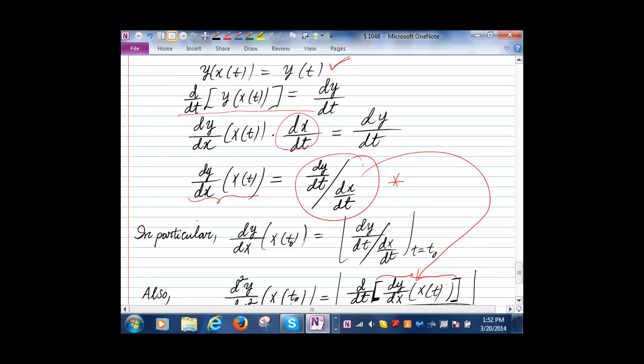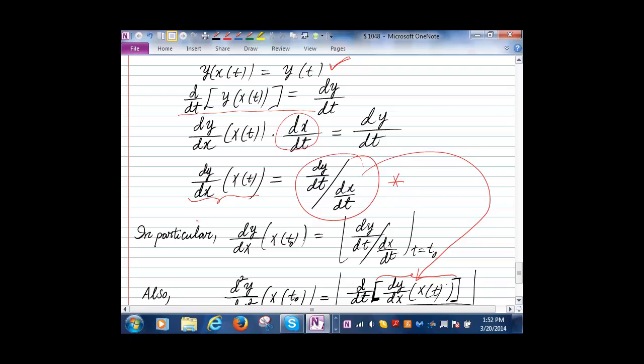Now in this symbol dy dx x of t, make sure that you understand I'm not taking the derivative of x of t. I am taking the derivative of y with respect to x and then evaluating the derivative at x of t. Right? I am evaluating dy dx at x of t. Okay?